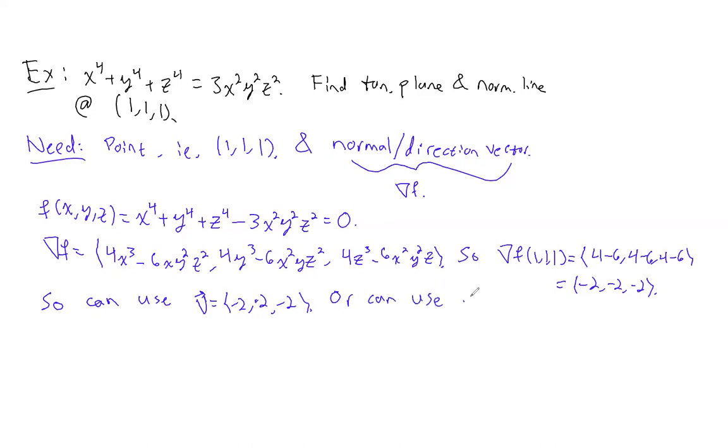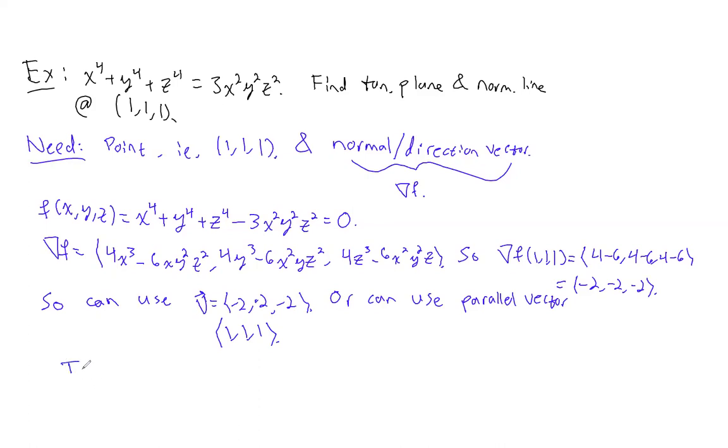Or we can use the parallel vector that's given by 1, 1, 1. That's parallel to the vector negative 2, negative 2, negative 2. They're clearly scalar multiples of each other, after all. So the tangent plane and the normal line, we're basically ready to say what those are.